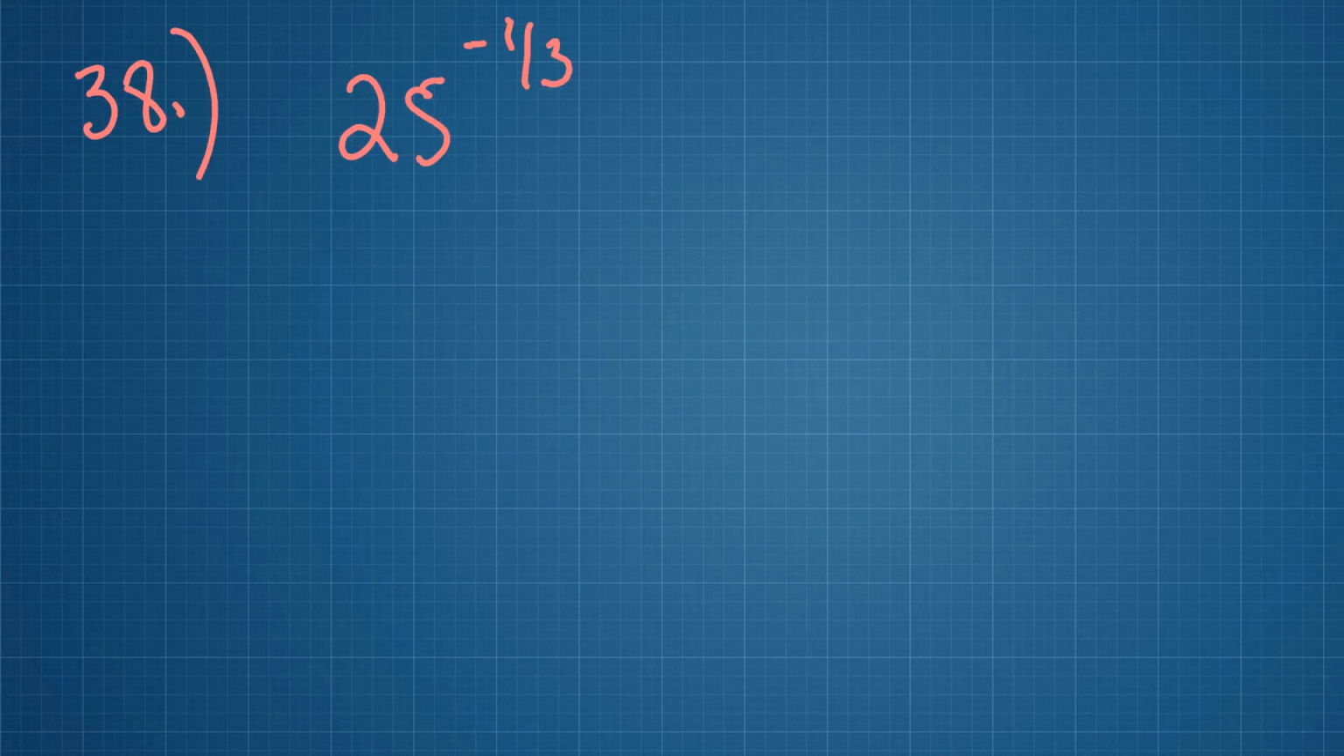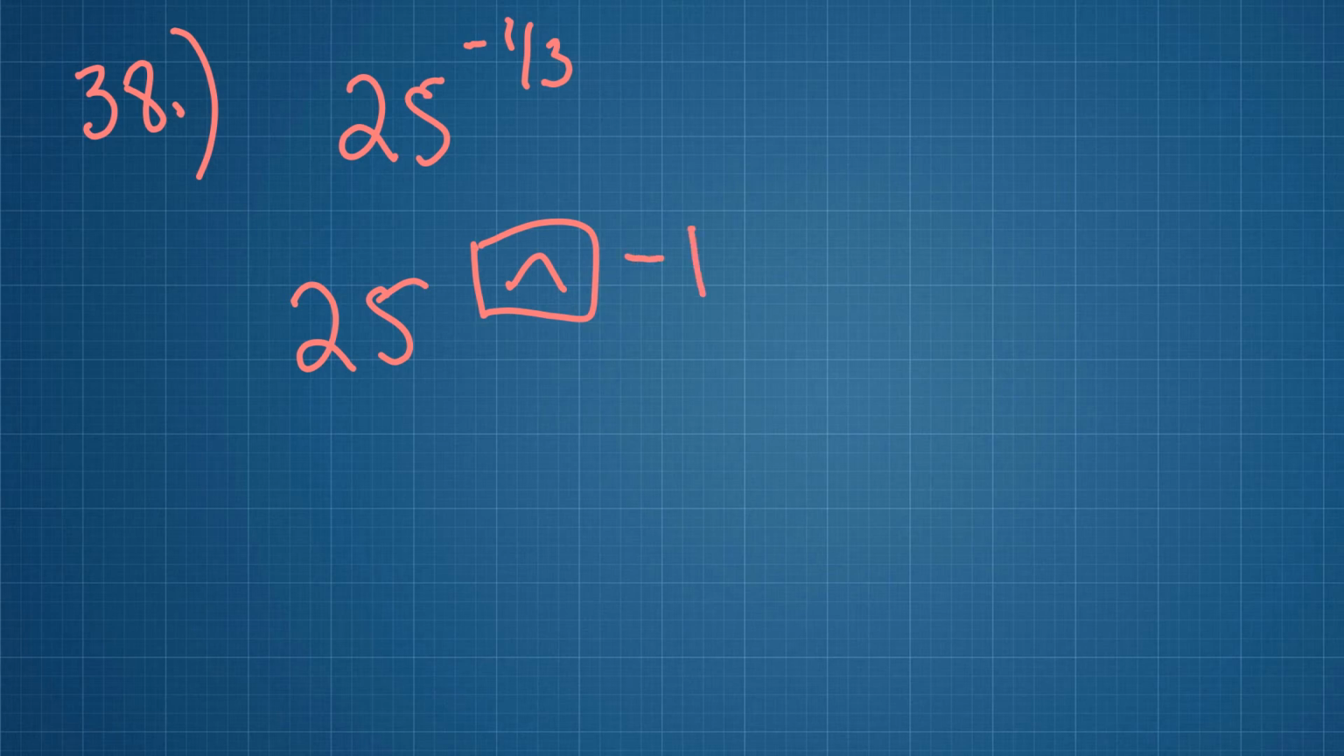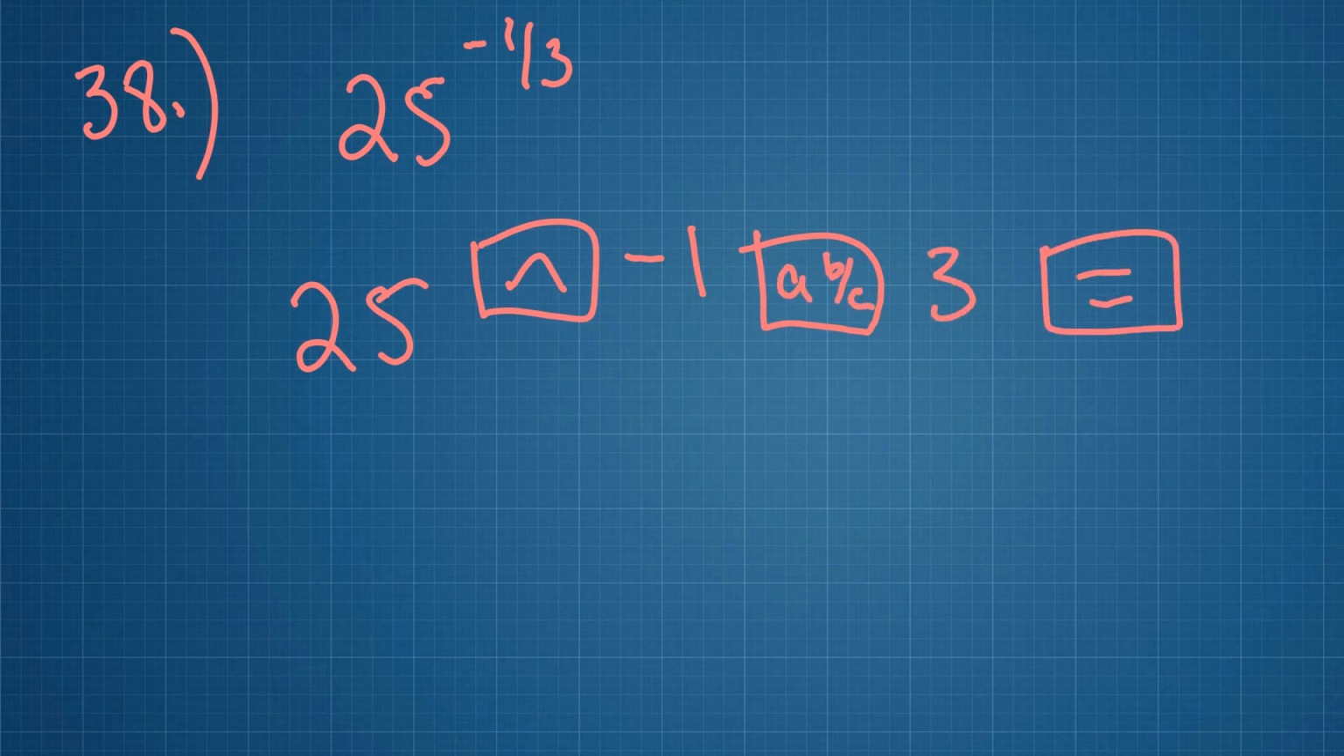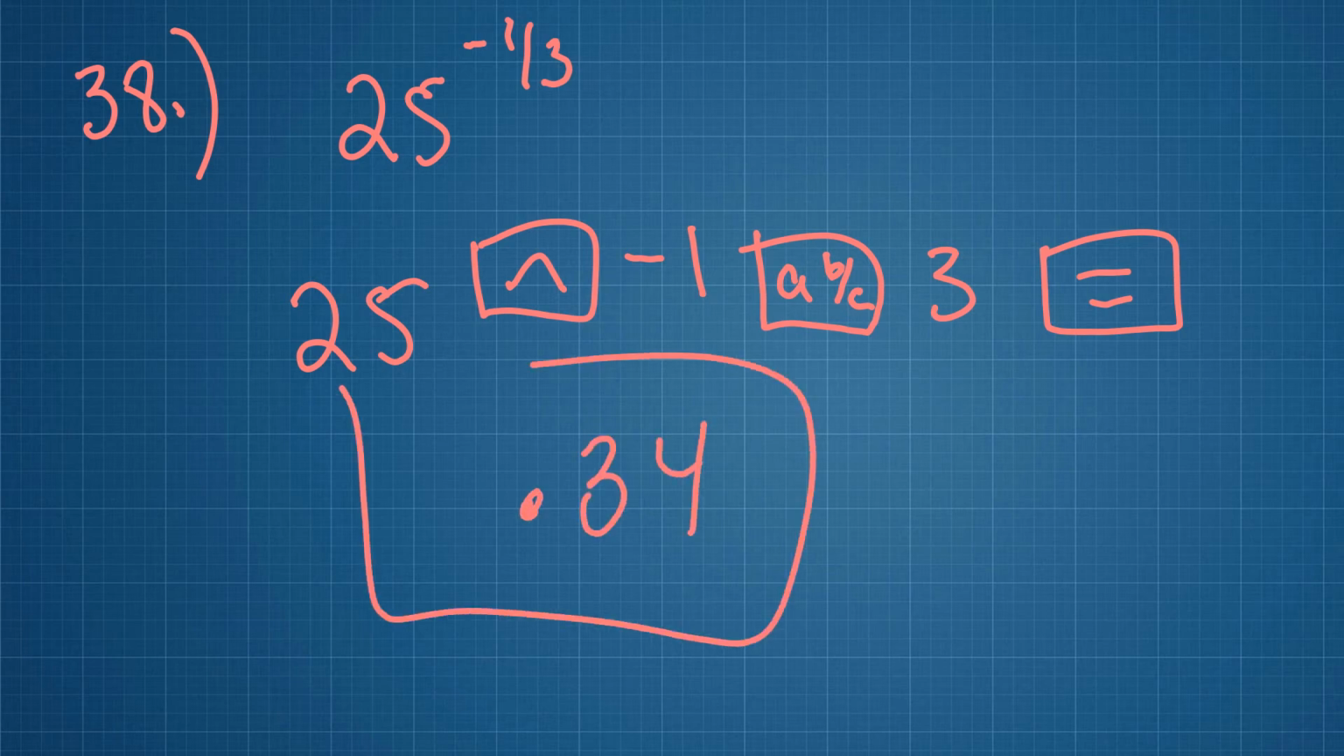38, we have 25 to the negative 1/3. So I'm just going to plug in my calculator and hit 25. And hit the caret button, negative 1. I'm going to hit the ABC button, ABC, 3, hit equals. I end up with 0.34. That's it.